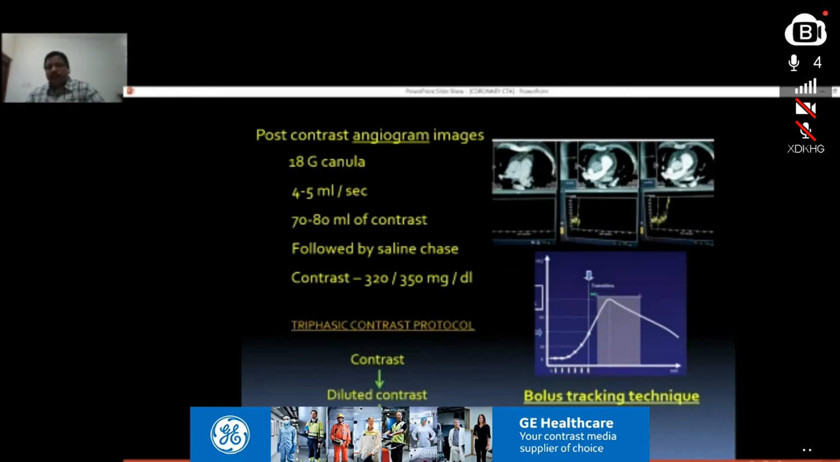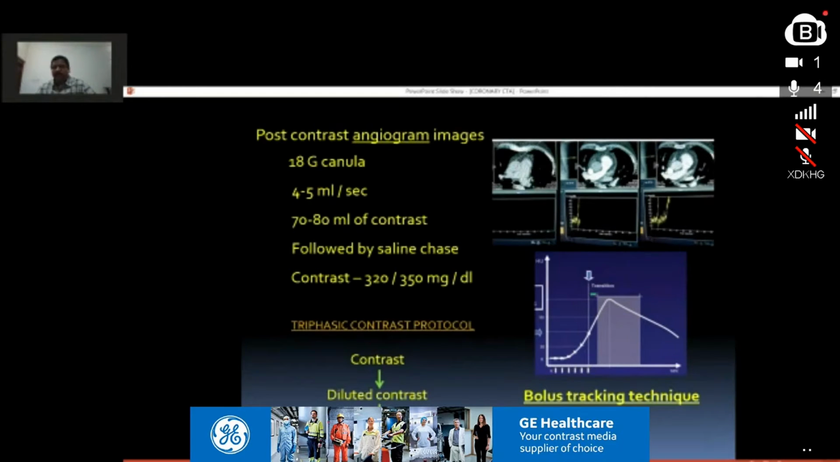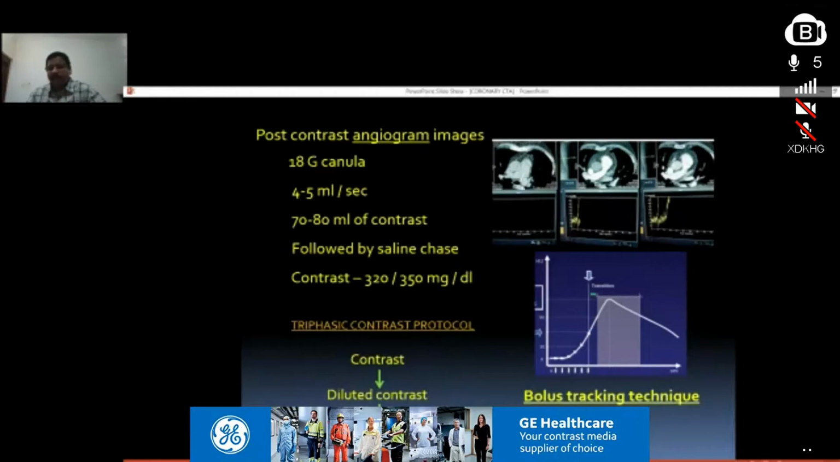Now, it is up to the institutional practice what contrast they want to use. We have always used either 320 or 350 milligram of the contrast. We have never used 400 milligram in our practice, and we have not tried using 270 Visipaque that is available. There is an advantage of using isoosmolar contrast, as the patient's sensation of warmth or heat in the veins is always less if you are using isoosmolar contrast. And all the multi-slice scanners now use a bolus tracking technique.